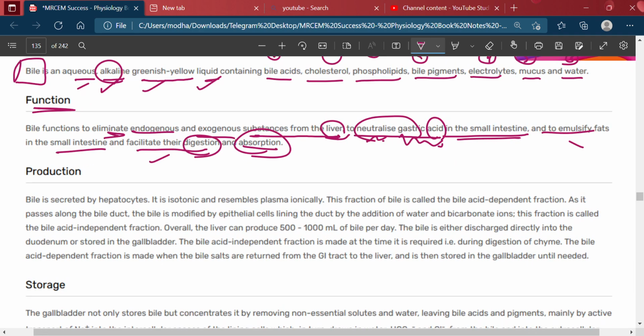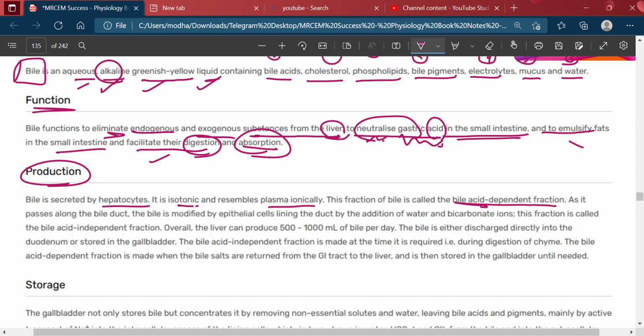Now, production. Bile is secreted by the hepatocytes. It is isotonic and resembles plasma ionically. This fraction of bile is called the bile acid dependent fraction.